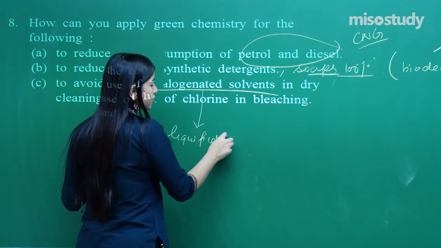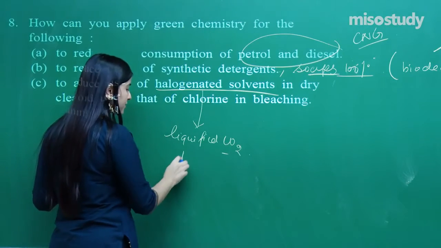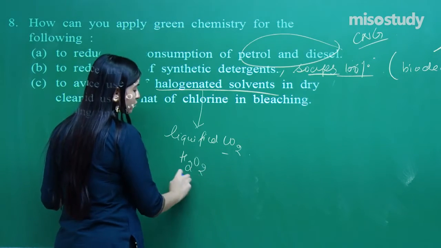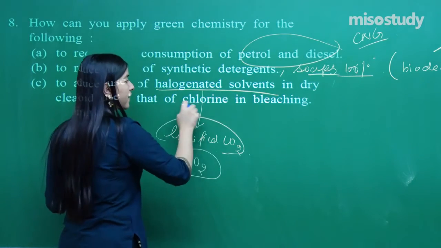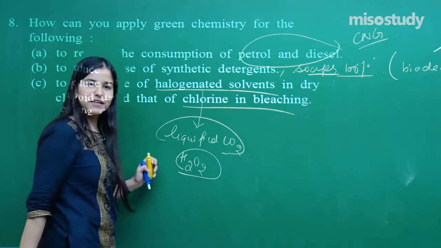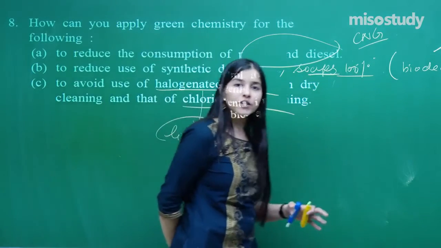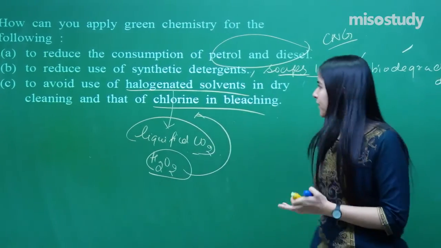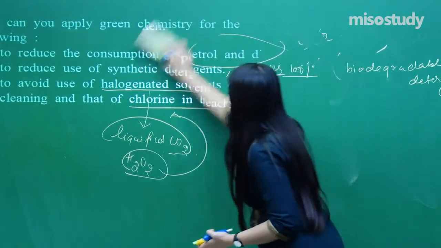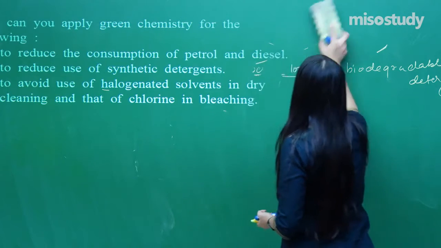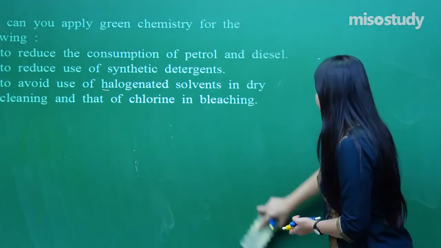liquefied CO2 is also used these days, hydrogen peroxide is also used these days, and in fact instead of chlorine in bleaching, hydrogen peroxide can be employed very well as an alternative, right? Clear about it? Okay. So that completes my question number 8 as well. I hope everybody has got it.